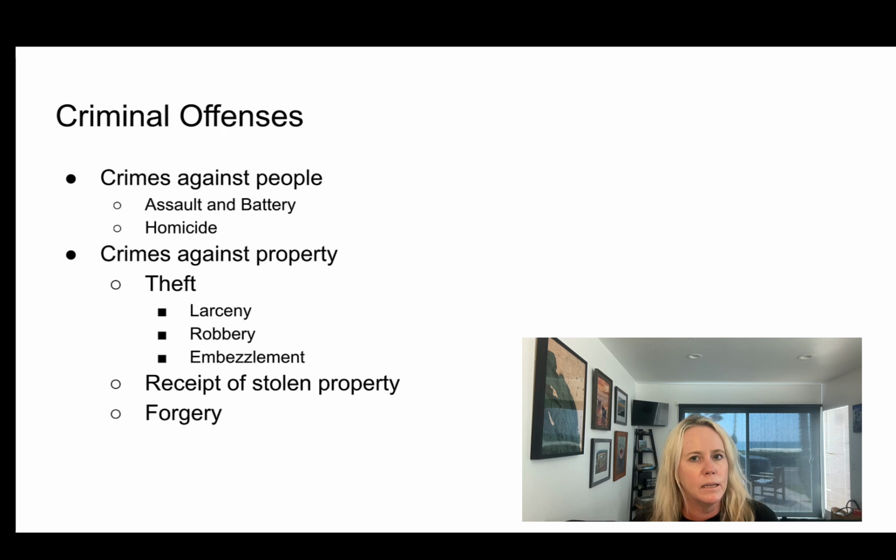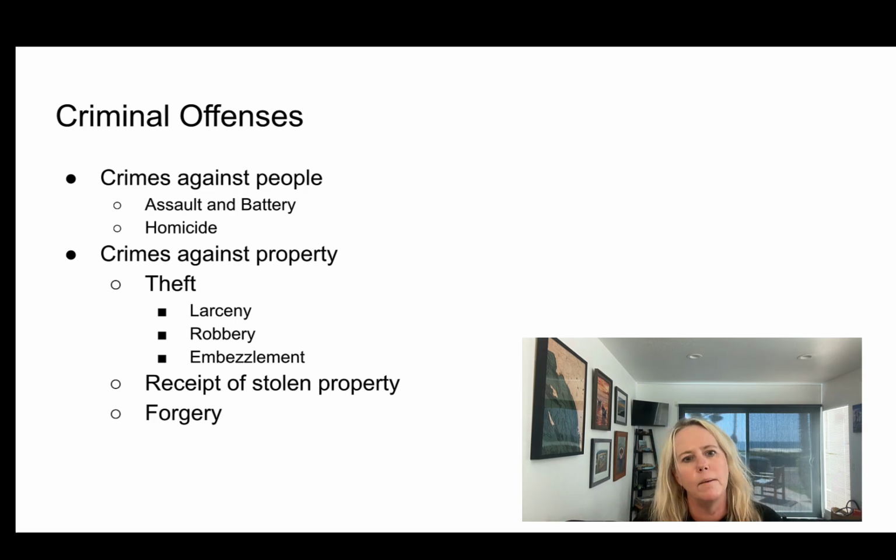And then embezzlement is when you have access to someone else's property and you convert that property for your own personal purposes. So an accountant working in an organization might have access to the company's checkbook, and then they take that checkbook and write personal checks to themselves. Technically, that is embezzlement. When someone sells you or gives you stolen property, that is a crime itself. That's receipt of stolen property.